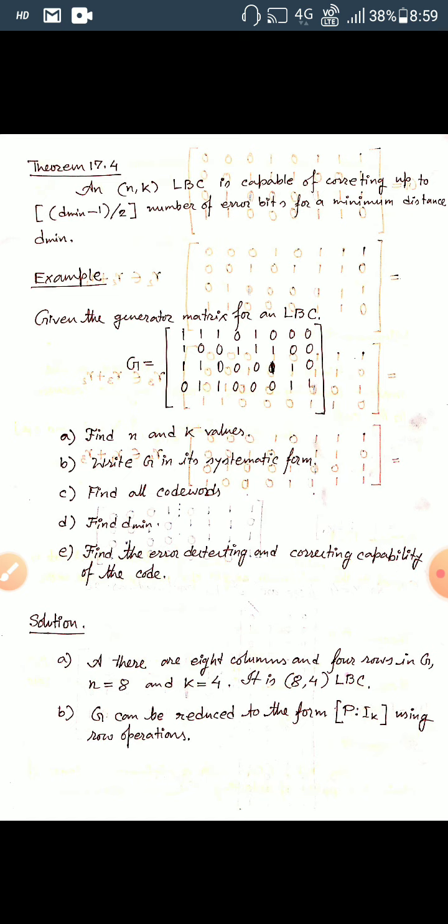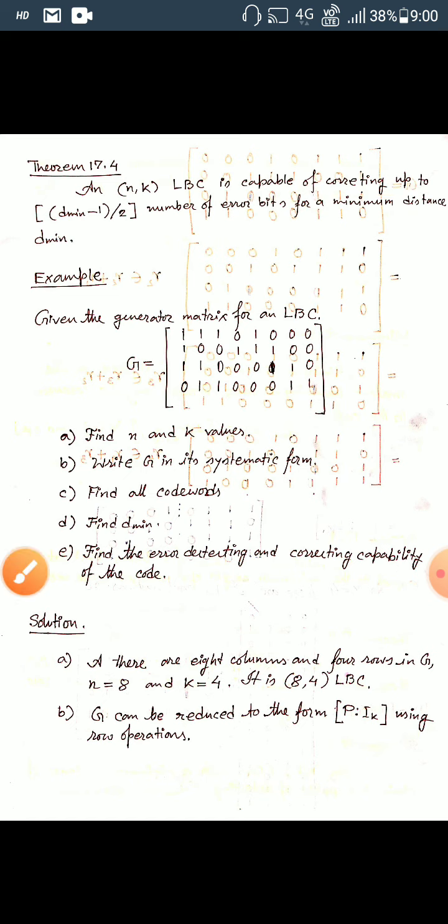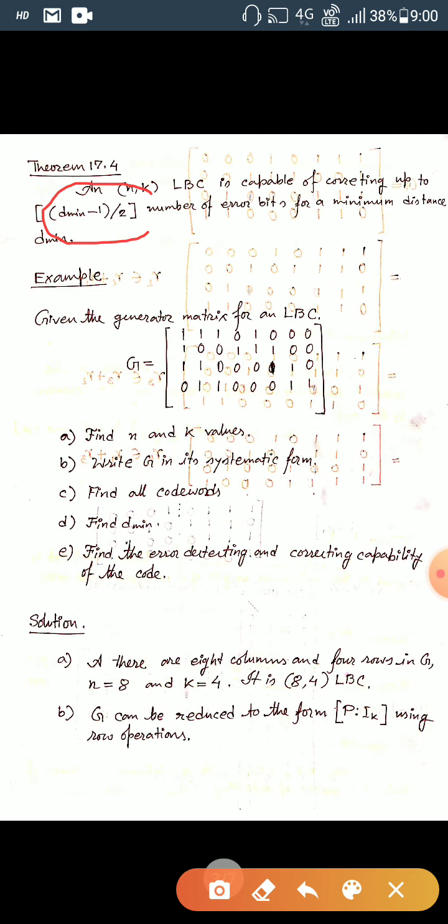Another theorem is that an (n, k) LBC is capable of correcting up to (d-min minus 1) by 2 number of error bits, for a minimum distance d-min. You should also note this case for the value (d-min minus 1) by 2, if it is not coming as an integer.